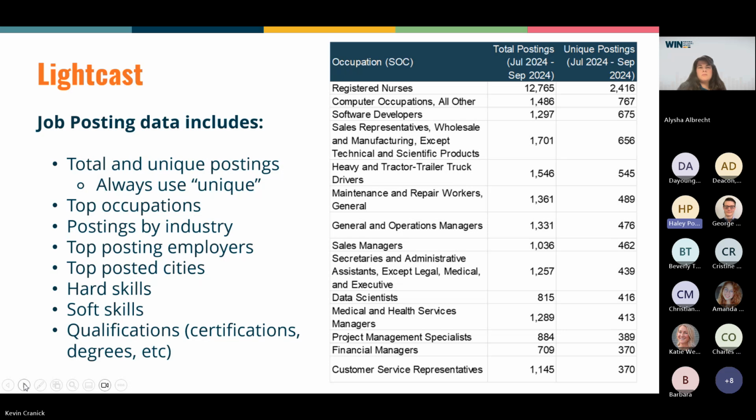So this is a chart combined from one of the Lightcast pulls. We can see the top posted occupations have lately been registered nurses for almost all locations. And then total postings compared to the unique postings, and the huge difference in that. And this was pulled for quarterly data. So go ahead, Kevin.